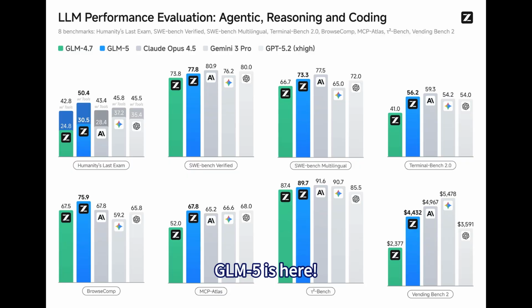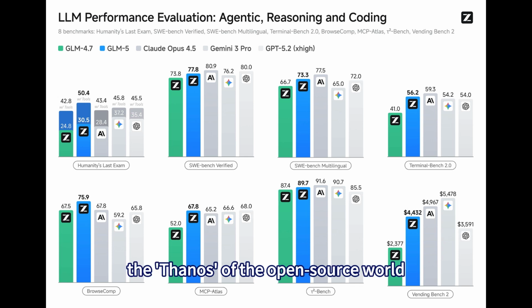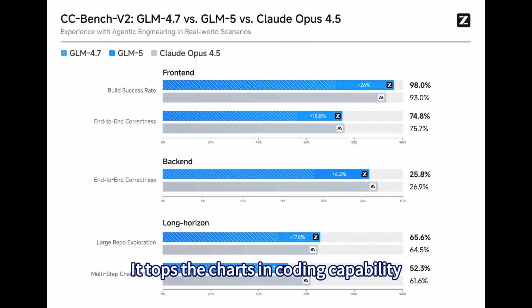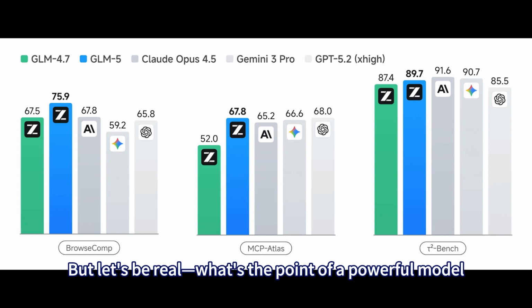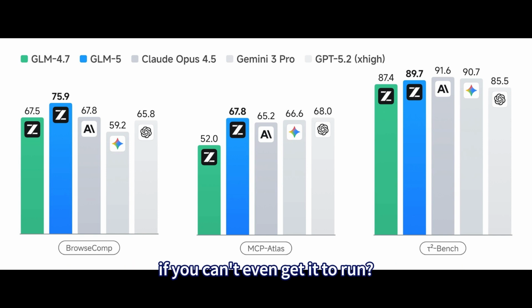GLM-5 is here. 744 billion parameters. The Thanos of the open source world. It tops the charts in coding capability, rivals GPT-4 in logical reasoning, and stands as the all-around player that can take on closed source models. But let's be real, what's the point of a powerful model if you can't even get it to run?